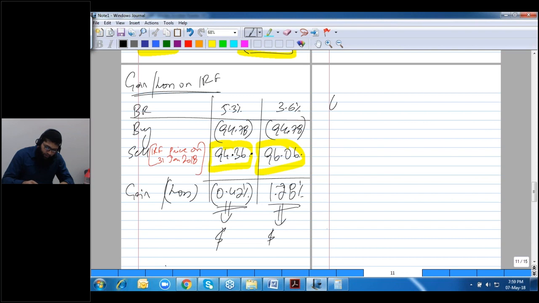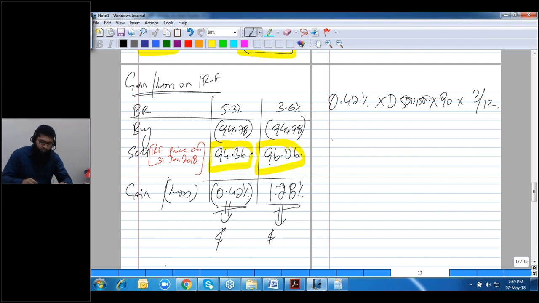You would say 0.42% multiplied by the contract size, which is D 500,000, multiplied by the number of contracts, which is 90, multiplied by 3 upon 12. I'm explaining to you how exactly you are going to calculate or convert this gain or loss into dollar terms. You're going to convert it this way.